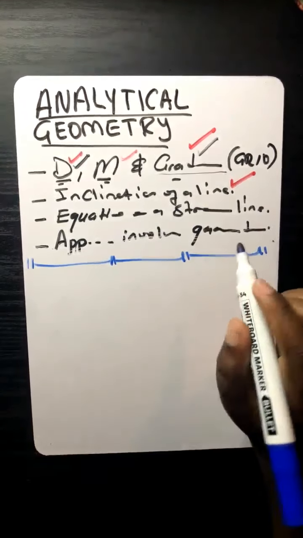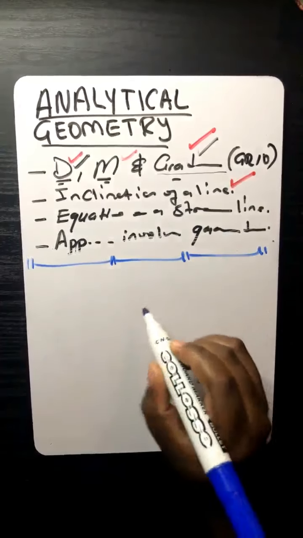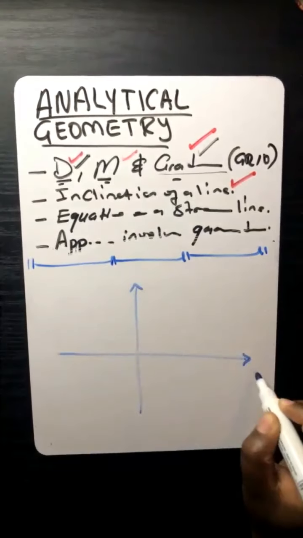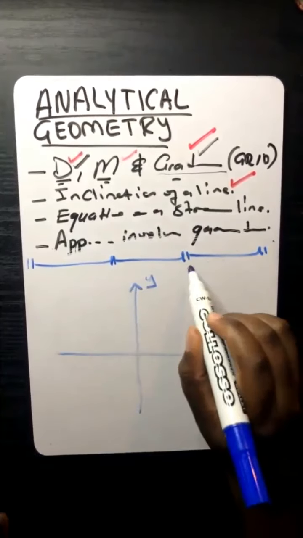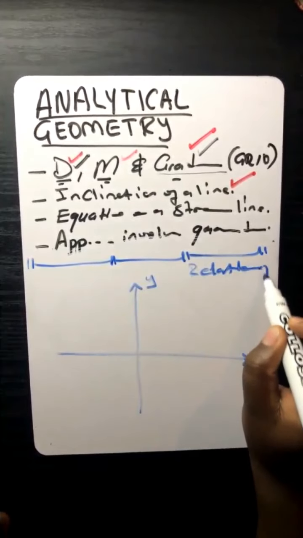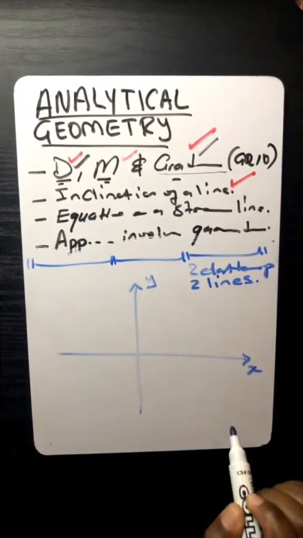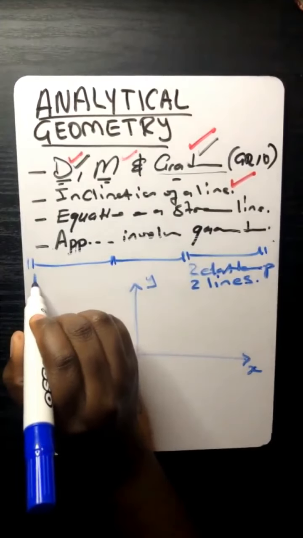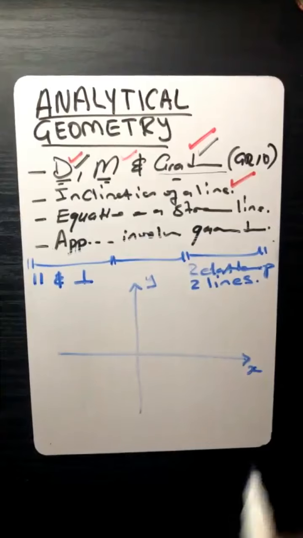So good people, there's something very important that I want us to discuss. In terms of lines, let's say we've got a Cartesian plane, we've got the x and the y axis. I want us to talk about the relationship between two lines on the same set of axes. So we have parallel lines and again we have perpendicular lines.